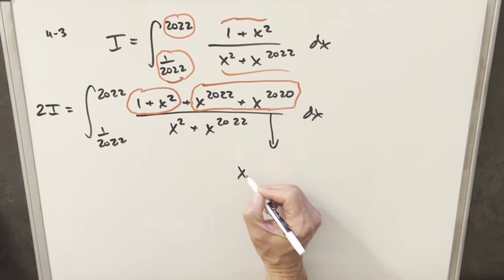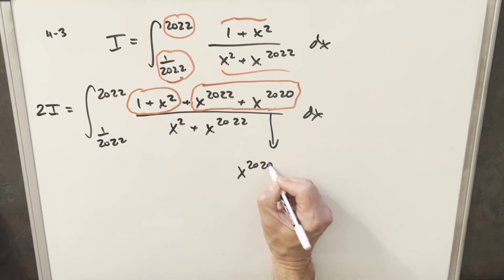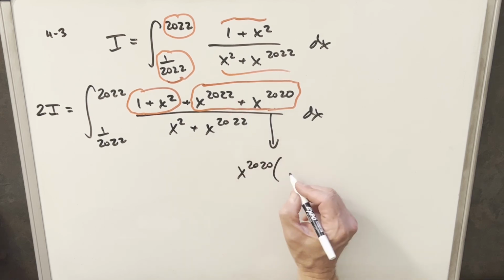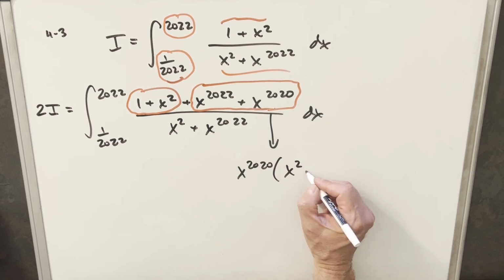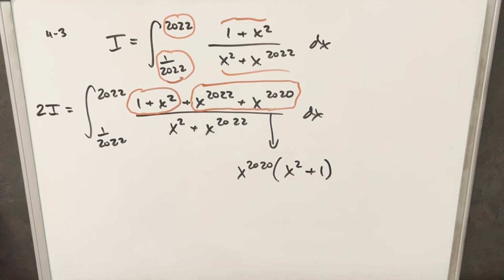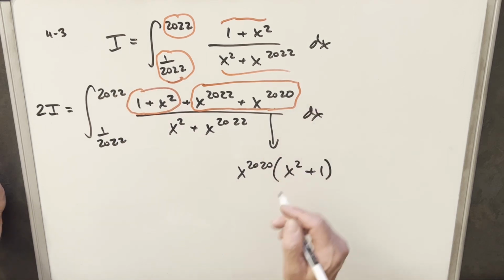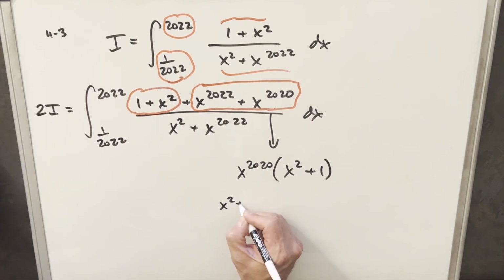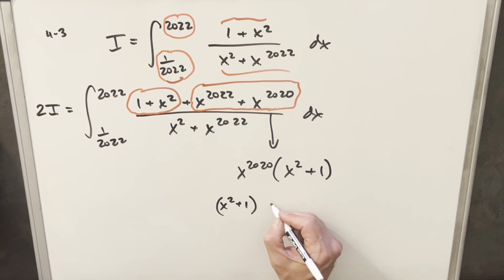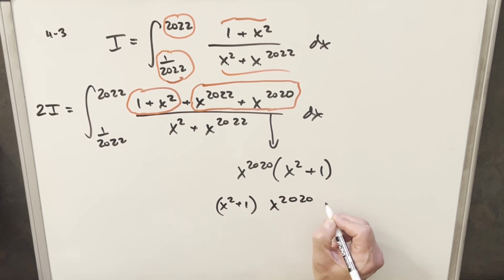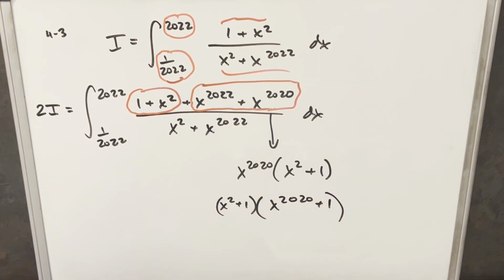Let's factor an x to the 2020 out of that, and notice that the first term is going to be an x squared, and then the second term is going to be a plus 1. Well, we already have an x squared plus 1 right here, just in a different order. So for the whole numerator, I can factor an x squared plus 1 out of it and write this as x squared plus 1 times x to the 2020 plus 1. So I'm just going to rewrite it with this as our numerator.